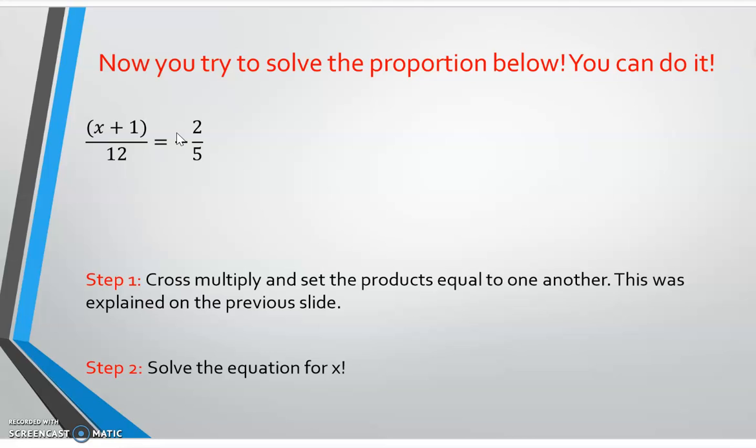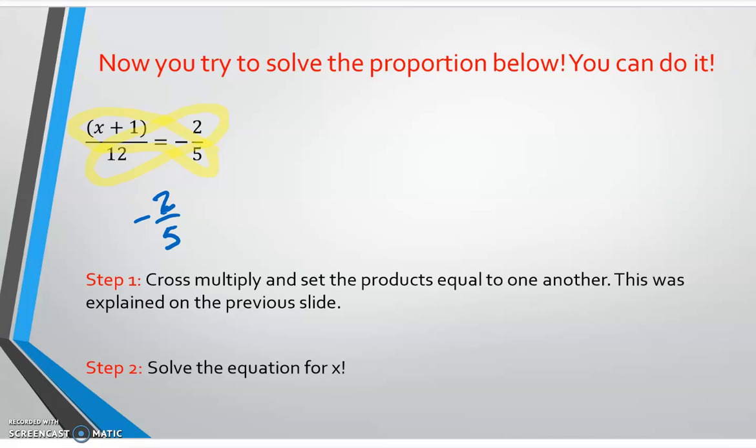So hopefully you've done that already. Let's go ahead and cross multiply. So I'm going to take x plus 1, and I'm going to multiply it by 5, and I'm going to take 12 and multiply it by -2. So do you see this negative in front of 2/5?